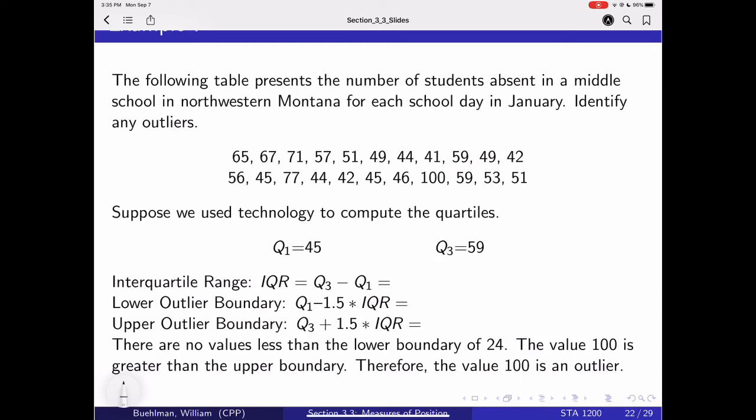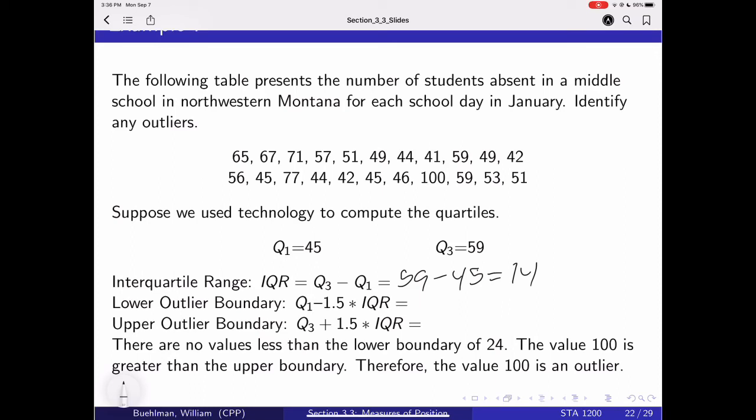You can see them. Suppose that we used technology and we got that Q1 was 45 and Q3 was 59. So first we need to compute the interquartile range, which is Q3 minus Q1, which is 59 minus 45, which is equal to 14. So now that we have the IQR, we can calculate both the lower outlier boundary and the upper outlier boundary.